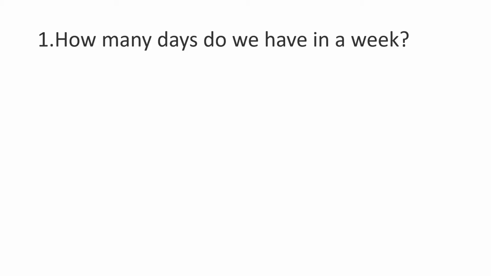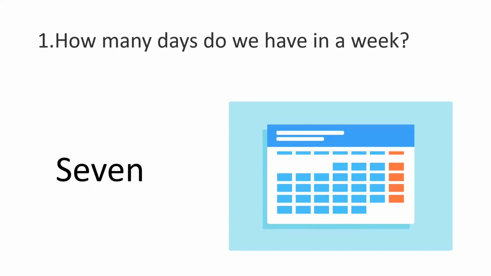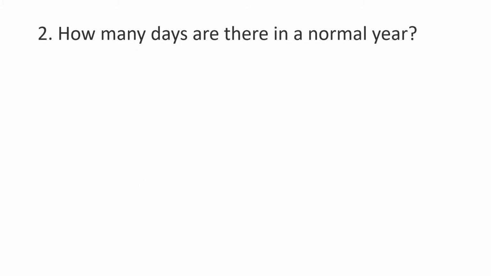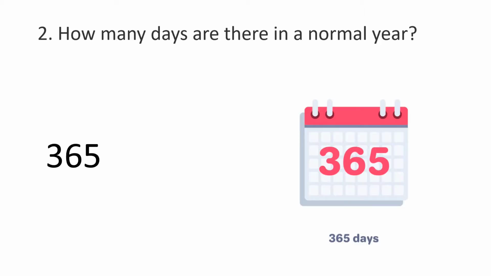How many days do we have in a week? The answer is 7. How many days are there in a normal year? The answer is 365.